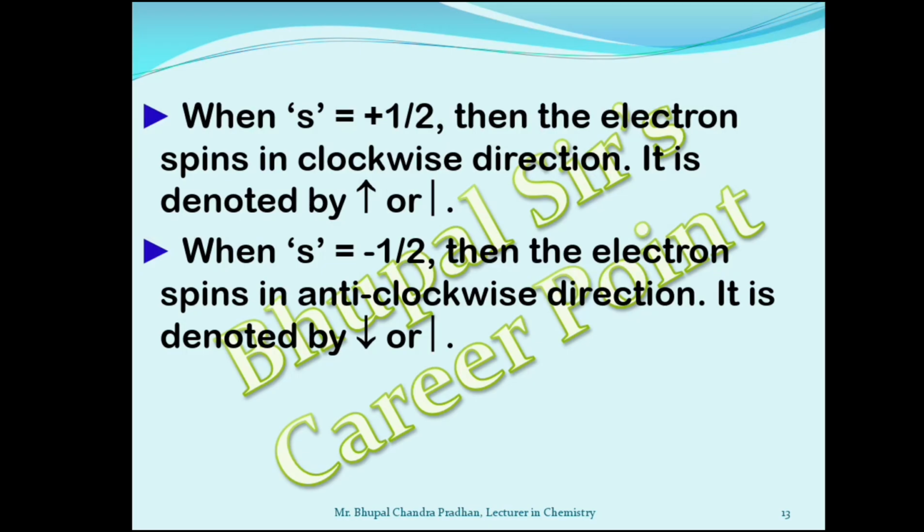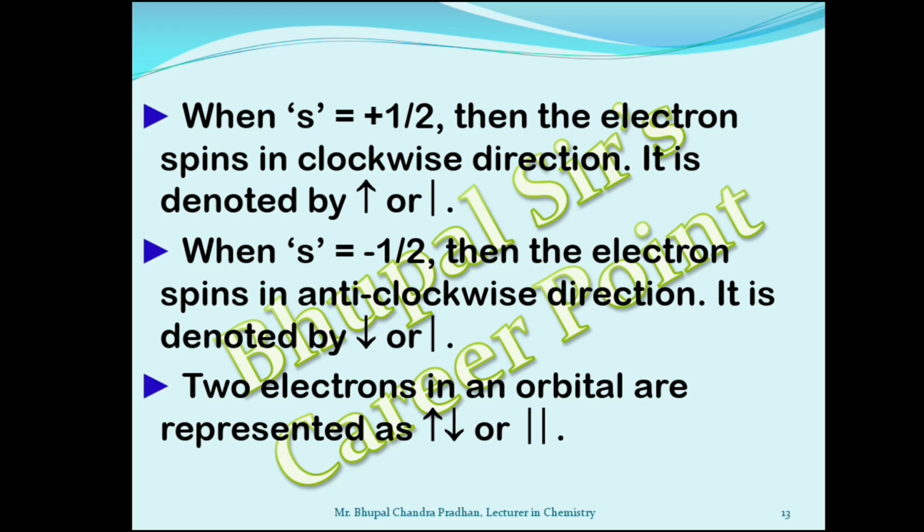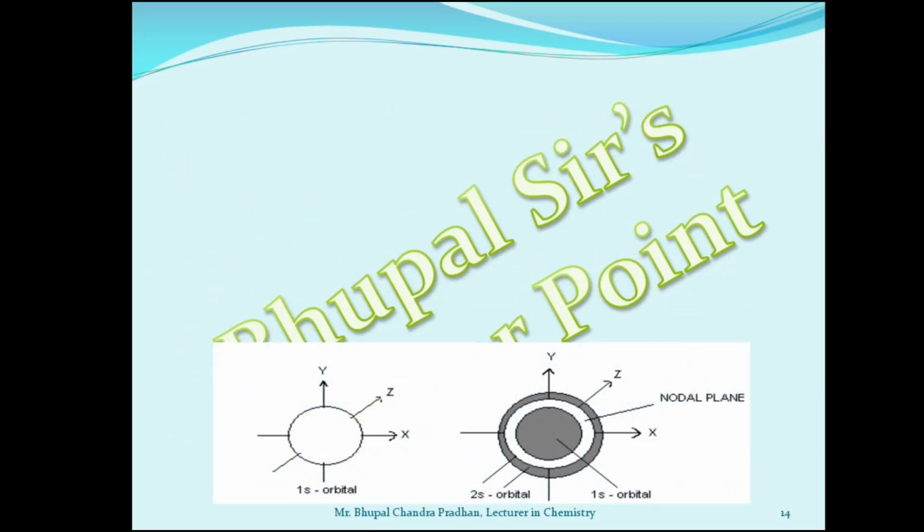Otherwise we can write up arrow and down arrow for clockwise and anti-clockwise orientation respectively. Two electrons in an orbital are represented as up arrow and down arrow, or a half up arrow and half down arrow. Thus, the number of orbitals in a cell is equal to n square. The number of electrons in an orbital is equal to 2 with opposite spin. Thus, the total number of electrons in a cell is equal to 2n square.